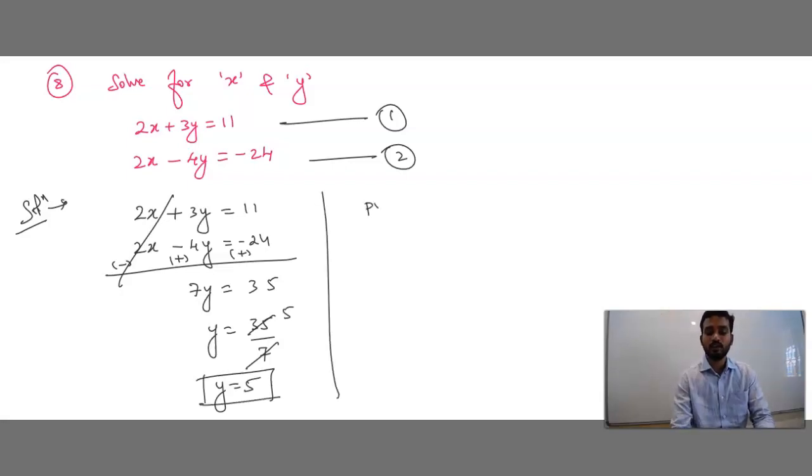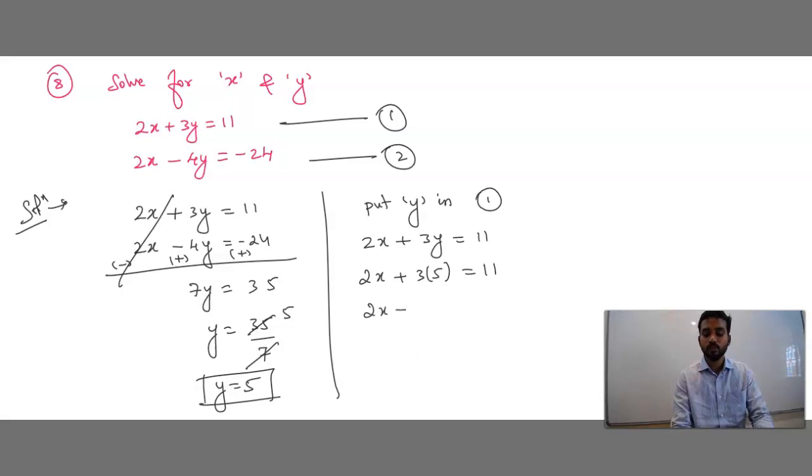Now put the value of y in either equation 1 or 2, whichever is simpler. Equation 1 is simpler. 2x plus 3y is equals to 11. 2x plus 3 into 5 is equals to 11. 2x plus 15 is equals to 11. 2x equals 11 minus 15. Can we subtract 15 from 11? No. So 15 minus 11 is 4, with a minus sign.